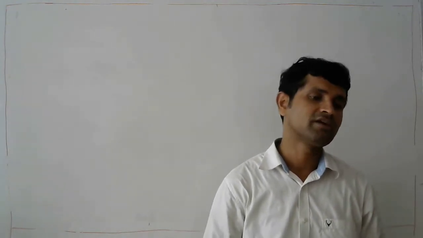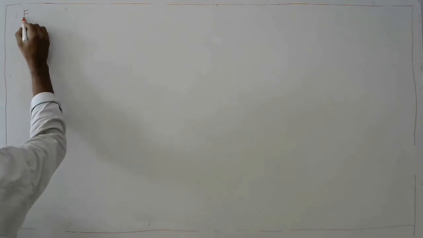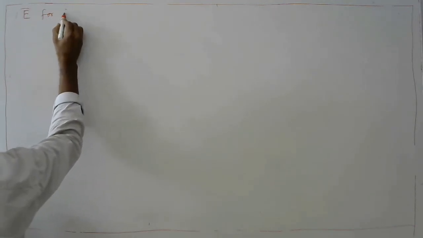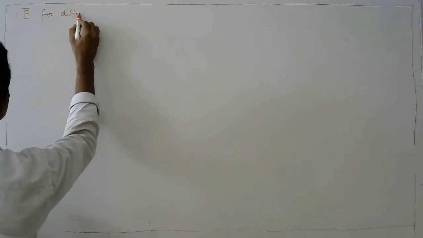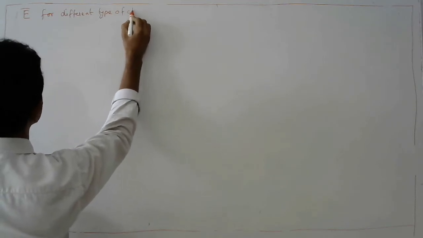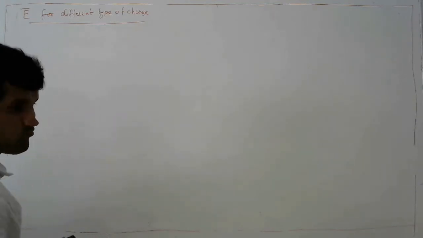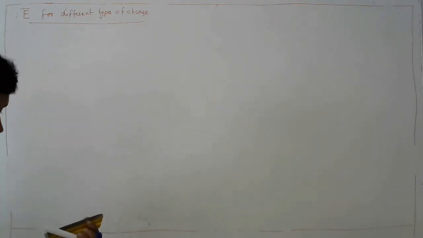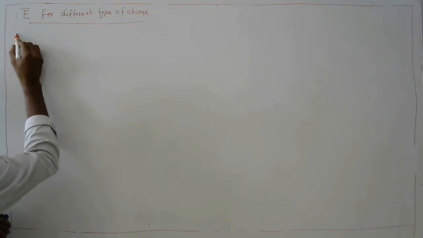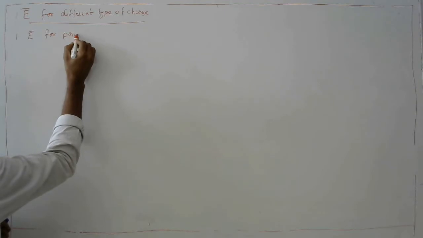Hi everyone. In this session, we'll discuss the expression for electric field intensity, E bar, for different types of charges. Different types of charges means charge distributed as what we have discussed: point charge, line charge, surface charge, and volume charge. Now we'll see the expression for E bar for a point charge.